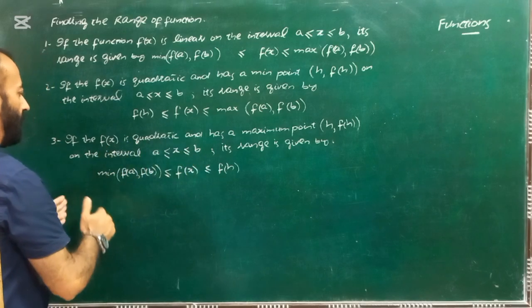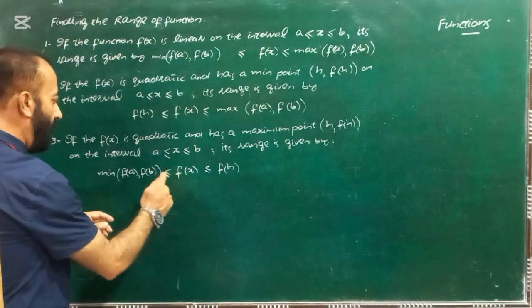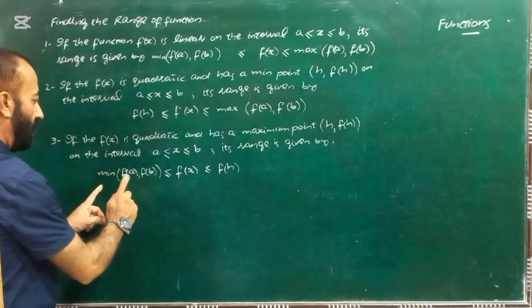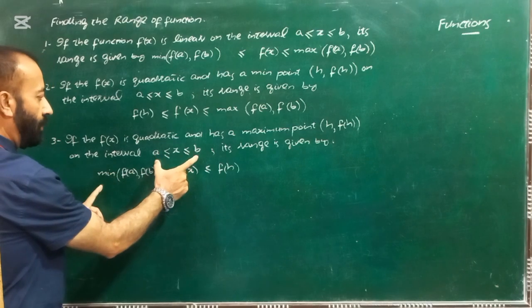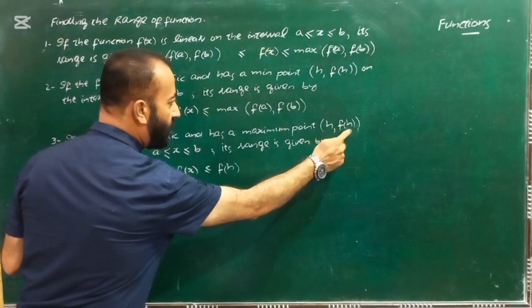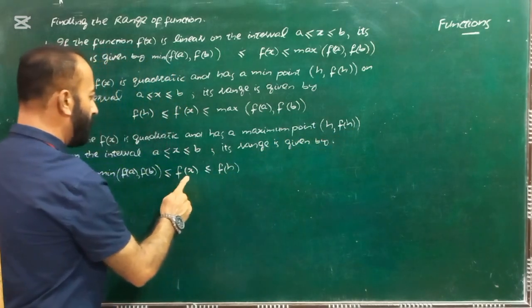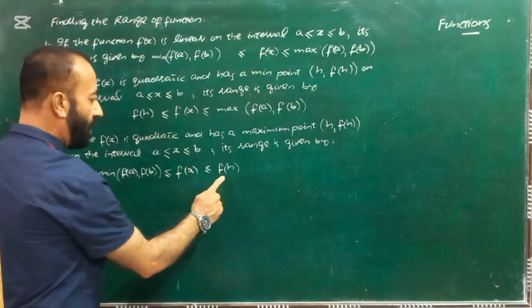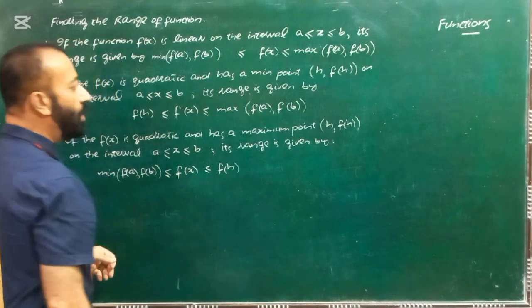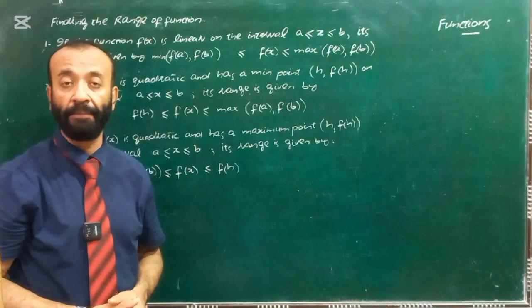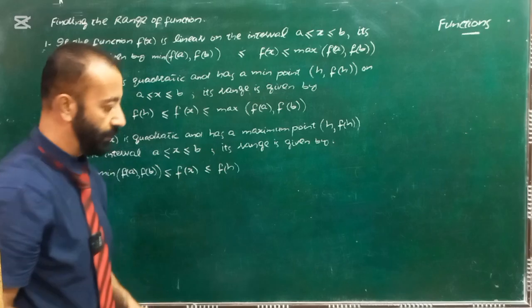One is the point on the curve, that is the maximum point, and by putting these two values you will have 2 more points. Then the range will be f of x is greater than or equal to, here you will put the minimum value out of these two, and lesser than or equal to f of h. So concentrate yourself, we are going to solve some questions. These are very, very important questions.